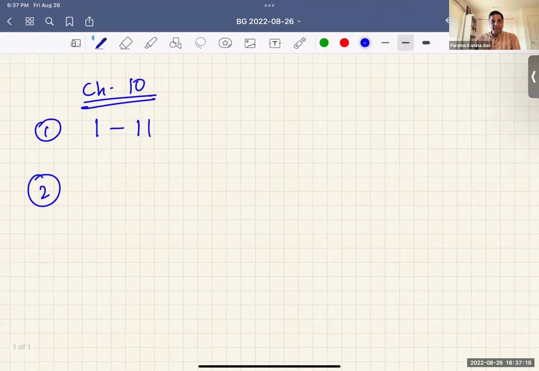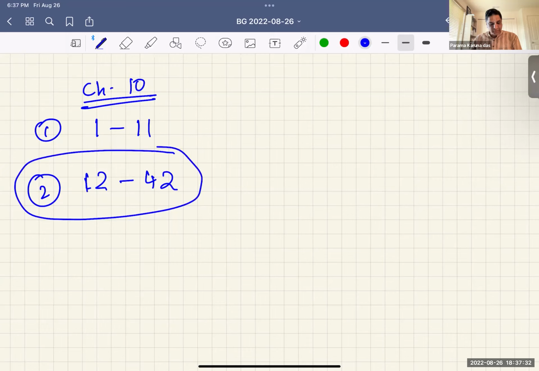So chapter 10 has two sections, 1 to 11, and then 12 to 42. I don't want to spend time talking about the second section now. It is a very distinct section, which is the major part of the 10th chapter, where Lord Krishna is describing his vibhutis or opulences in the material world. We will come to that when we reach there. So that is why this is called the opulences of the absolute.